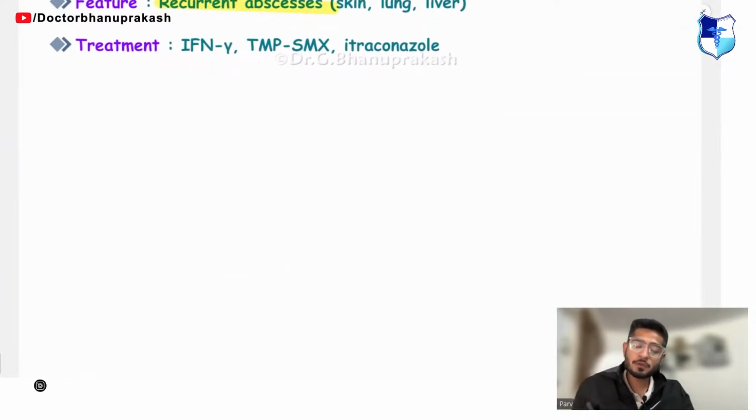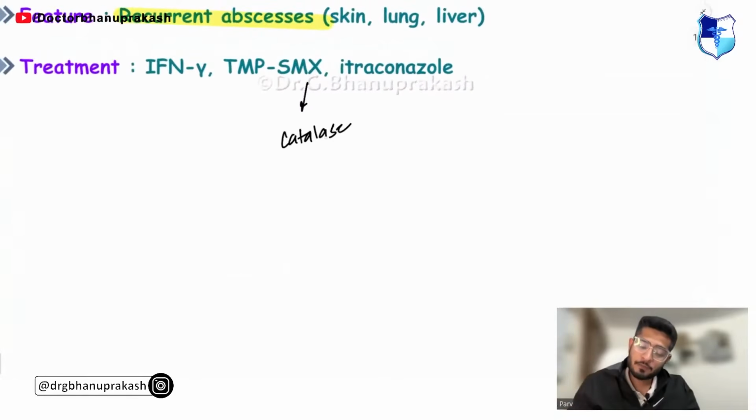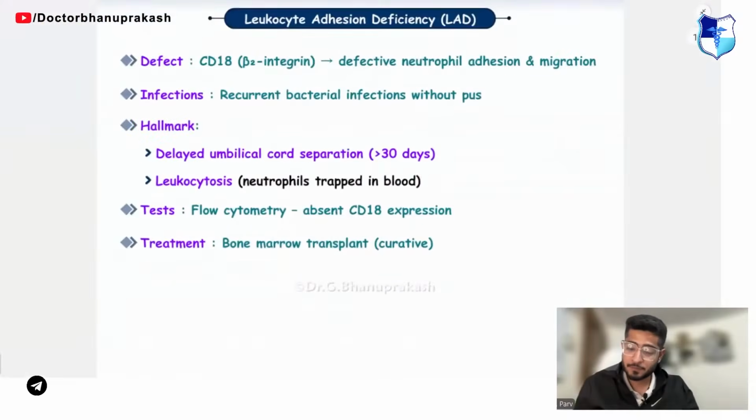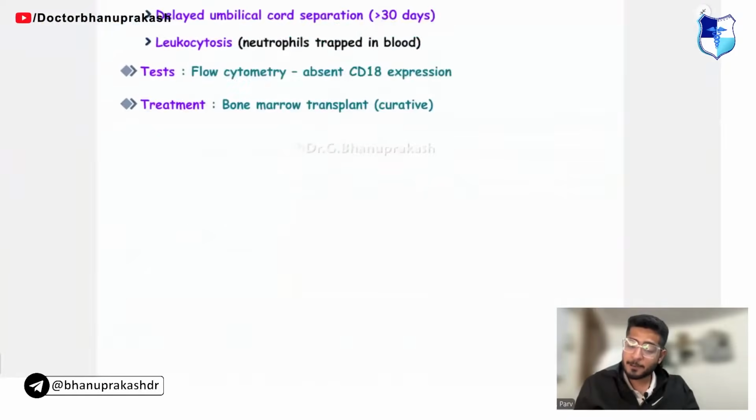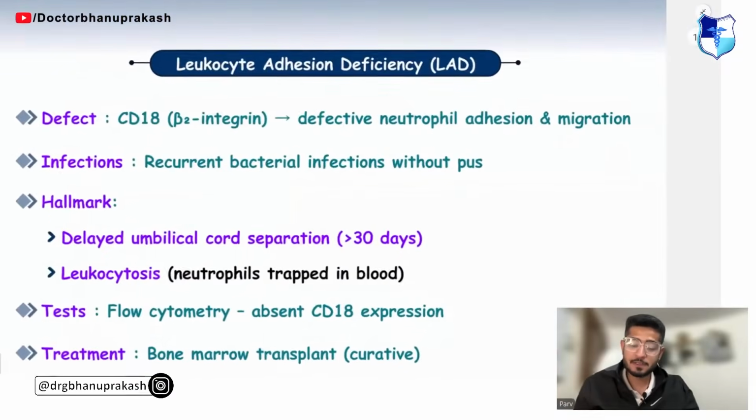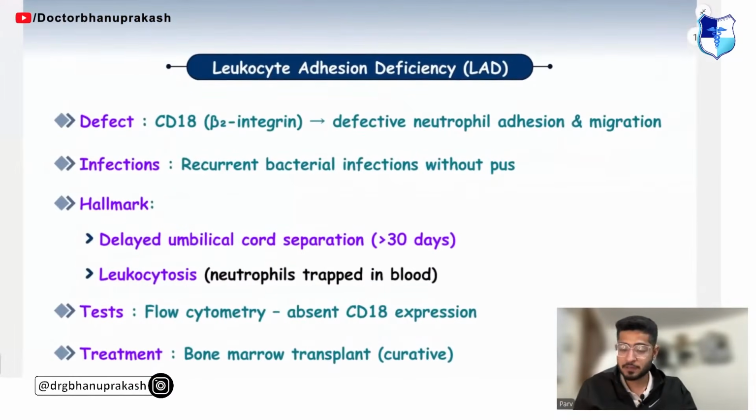What is the treatment? For catalase positive organisms, you have to give cotrimoxazole, and of course interferon is also something you are supposed to give. So this was a problem in phagocytosis because NADPH oxidase was not functioning.